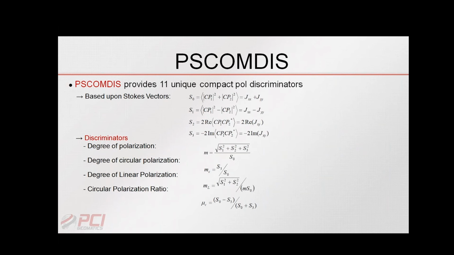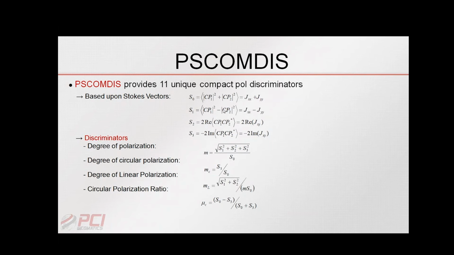PSComDis. This is a tool to generate discriminators. The PSComDis tool is based on the Stokes vectors. So what you have here is your two compact pole channels, and what you're looking at is the total power. You're also looking at their difference, and you also have the phase between these two channels.